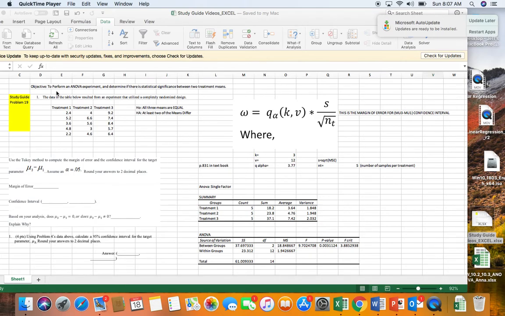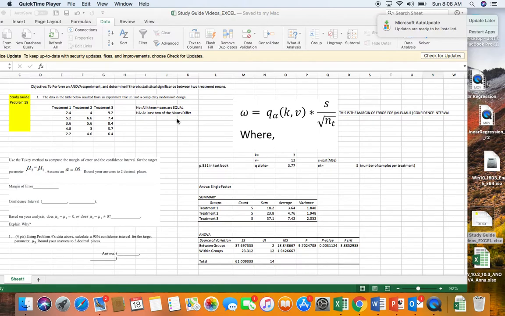The objective of this video is to demonstrate how to perform an ANOVA experiment and determine if there is statistical difference or statistical significance between two treatment means. The problem we're going to use is this data set right here that has 3 different treatments, and the data is listed below. Our null hypothesis is that the means are equal, that's mu1 equals mu2 equals mu3, and the alternative hypothesis is that at least 2 of the means are different.